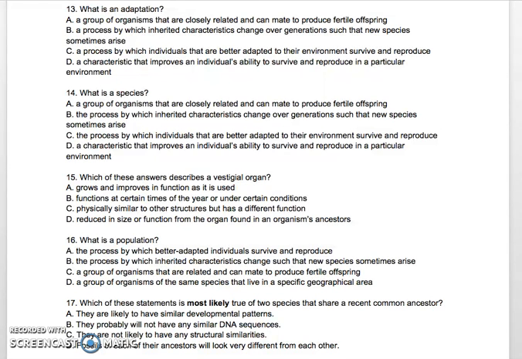Number 17. Which of these statements is most likely true of two species that share a recent common ancestor? A. They are likely to have similar developmental patterns. B. They probably will not have any similar DNA sequences. C. They are not likely to have any structural similarities. D. Fossils of each of their ancestors will look very different from each other.